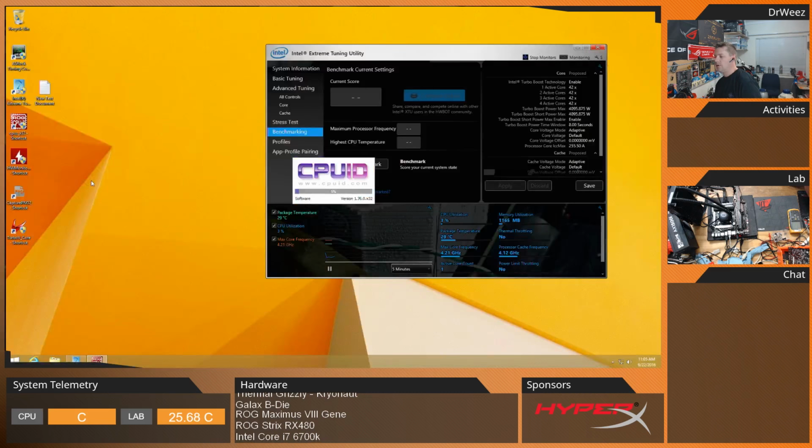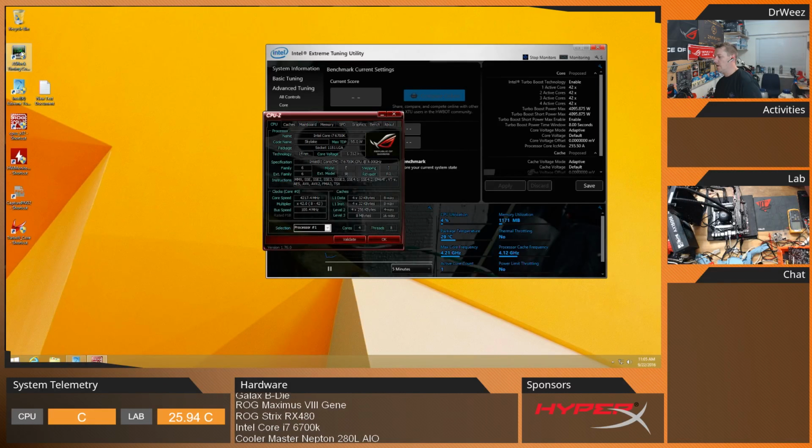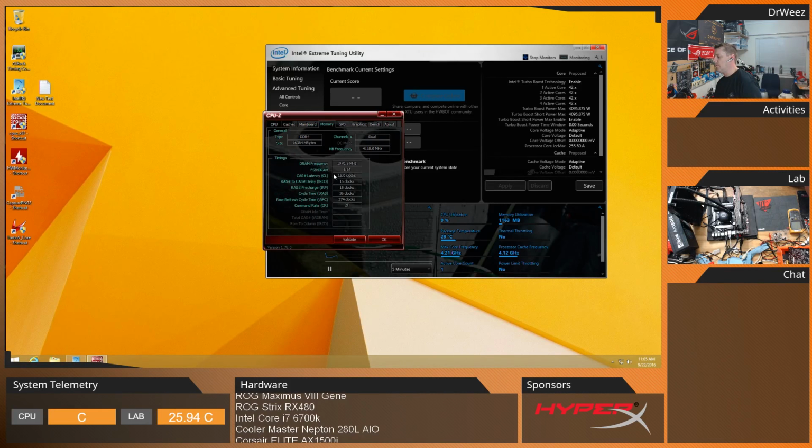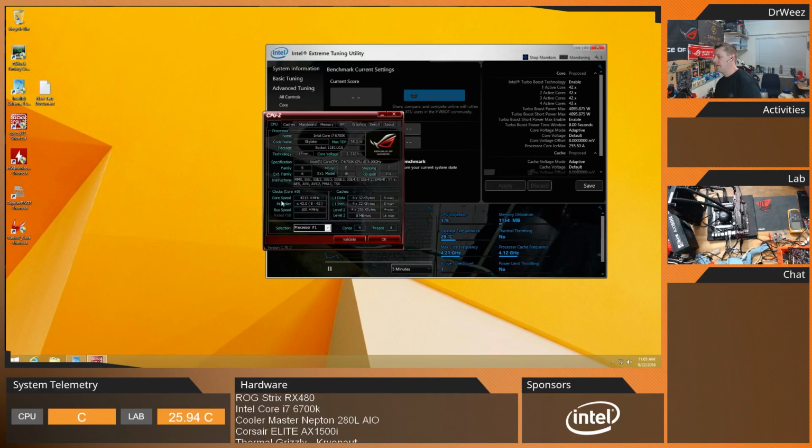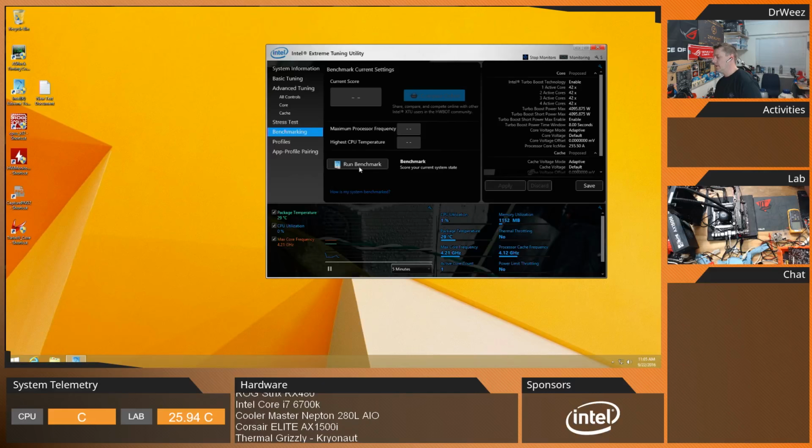So if we have a look at CPU-Z, and if we have a look at your ASRock timing, you see that everything is pretty much stock standard. I've set nothing. So our memory is at 1070, and our core speed is 4.2. So let's just go ahead and run that.